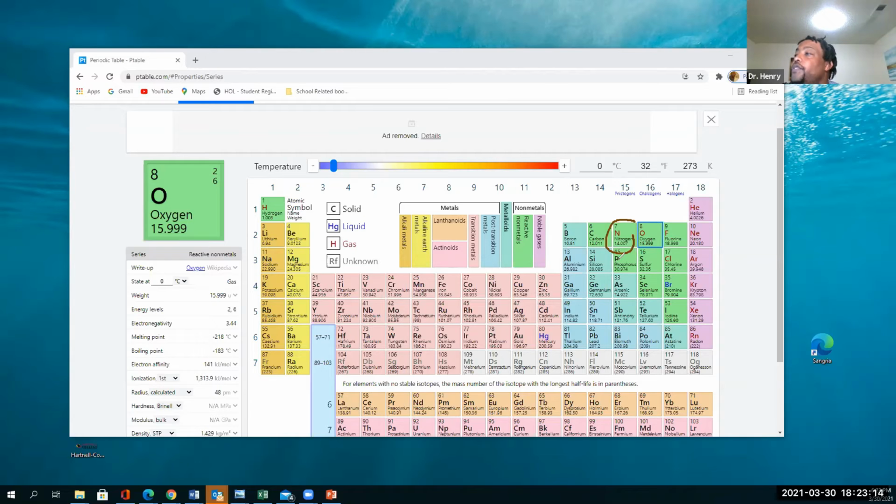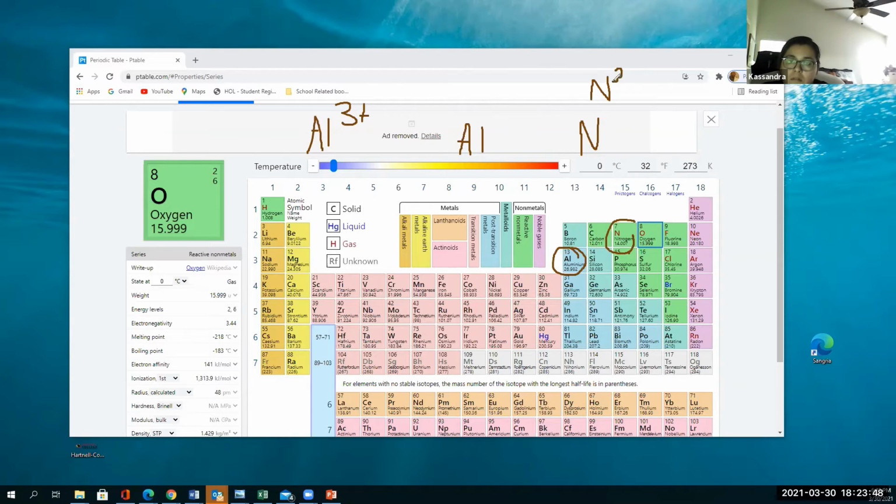Okay, so let's see. We have phosphorus. Let's see. Aluminum. It's going to try to be like neon. So it's going to lose how many? 3. Okay, so aluminum is going to lose 3 electrons. So then it's going to have an Al3+. Okay, so nitrogen, you said, was going to gain 3 electrons. So it'd be 3 negative.